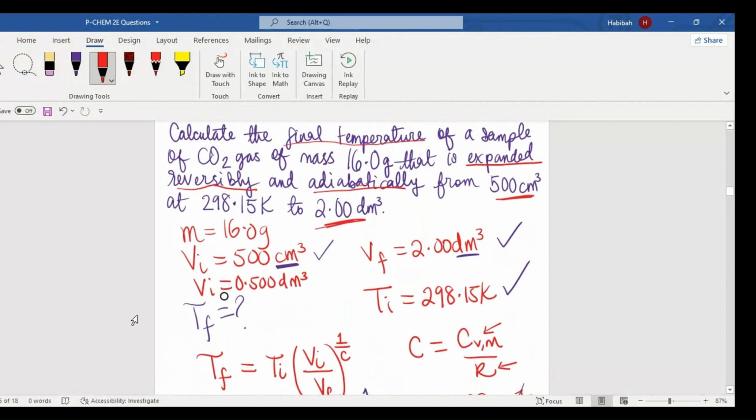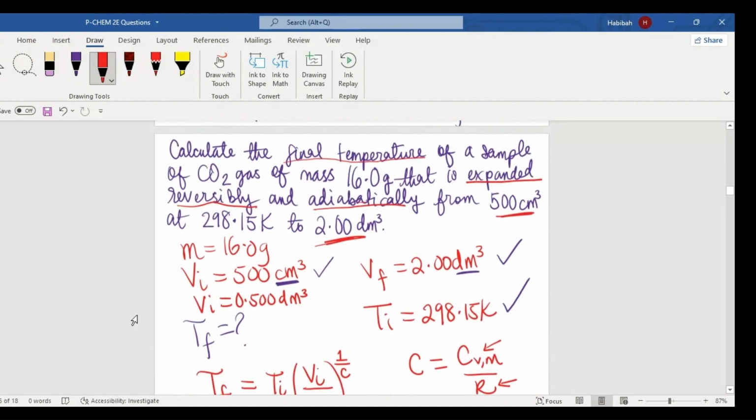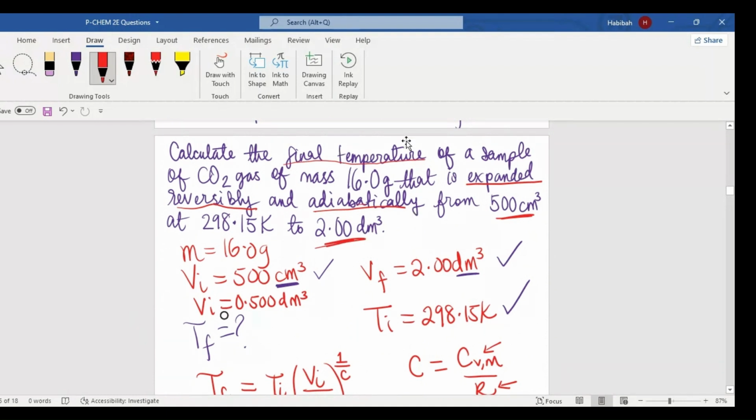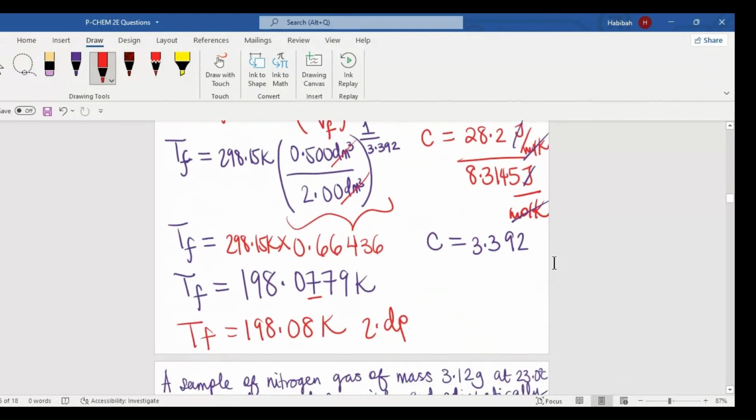Now, it is also possible for you to write this in three sig figs because the lowest number of significant figures in this question, as we can see, 2.00, 500 as well as 16.0, are all in three sig figs. Maybe your professor or your teacher, whoever is marking your work, wants you to write in three sig figs. So if you have to write it in three sig figs, what you end up with is just 198 Kelvins. And that's going to also be the answer for T final in three sig figs. So I wish you guys all the very best.